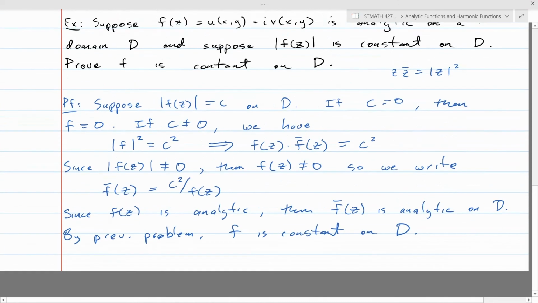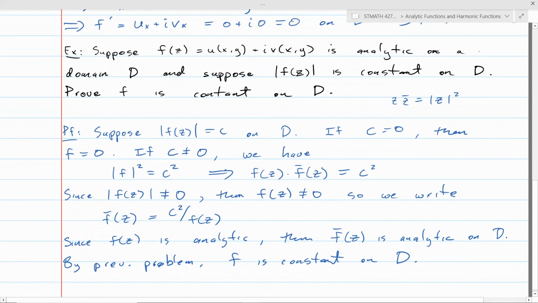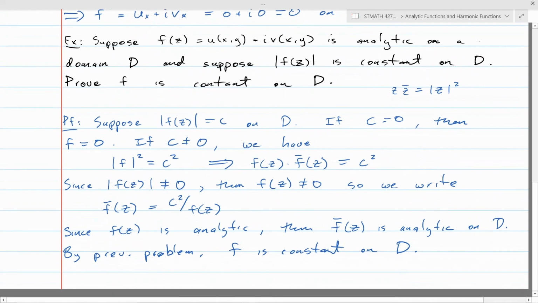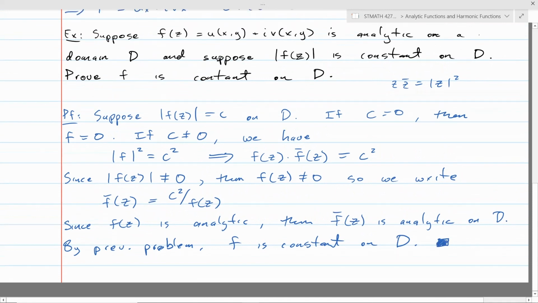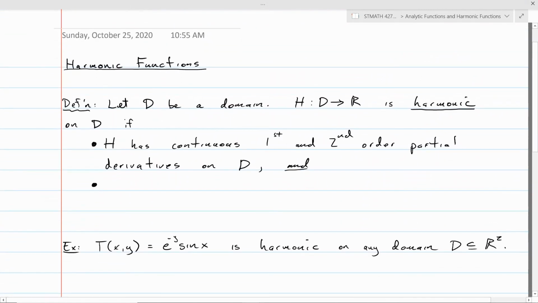So I guess, yeah, that's a little bit more of a surprising result to me. It seems kind of like a pretty powerful method that we just employed to get this sort of very general result. Constant modulus functions have to be constant. Good to know. Okay, one last topic related to analytic functions is the topic of harmonic functions.